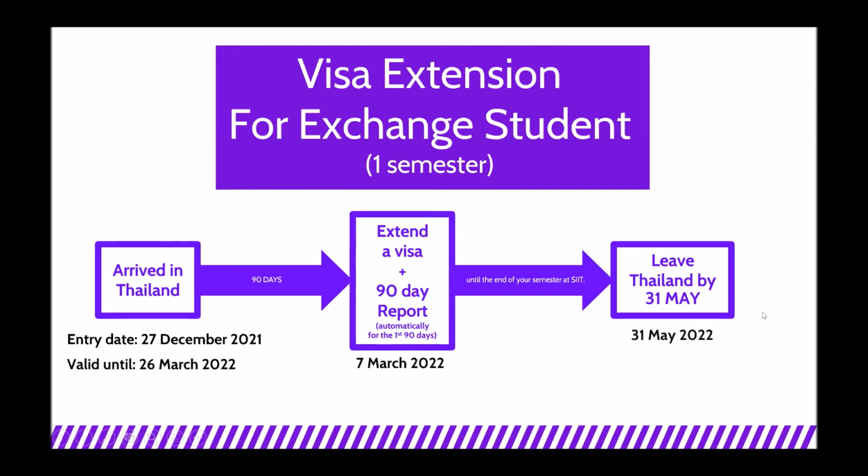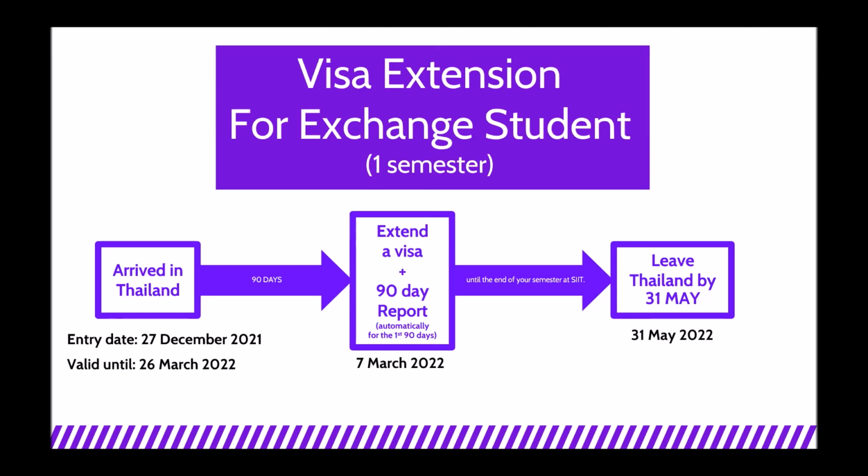To give you a clearer picture about visa extension, I will talk about the visa extension for exchange students first. For example, if you arrive in Thailand on the 27th of December and your visa is valid until the 26th of March, it's 3 months, 90 days. So before the 26th of March, you must extend the visa. In this case, you may extend the visa on the 7th of March. You are able to extend your visa up to 45 days before your visa expires.